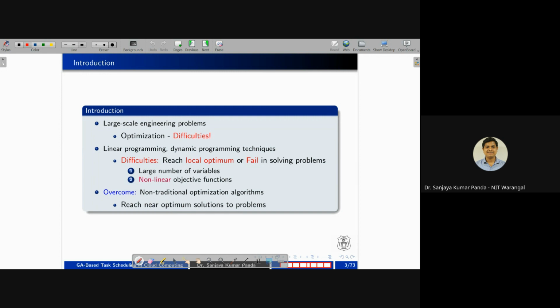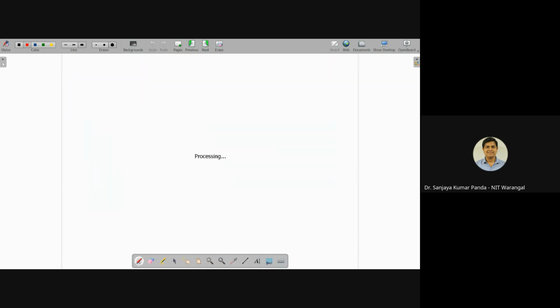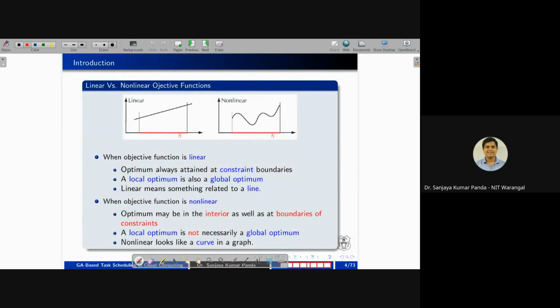Especially, non-traditional optimization algorithms are suitable when your objective function is non-linear, right? If the objective function is linear, complexity is less. But if the objective function is non-linear in nature, it is really challenging. So let us understand what is the difference between a linear objective function and a non-linear objective function. Here I am showing you two pictures.